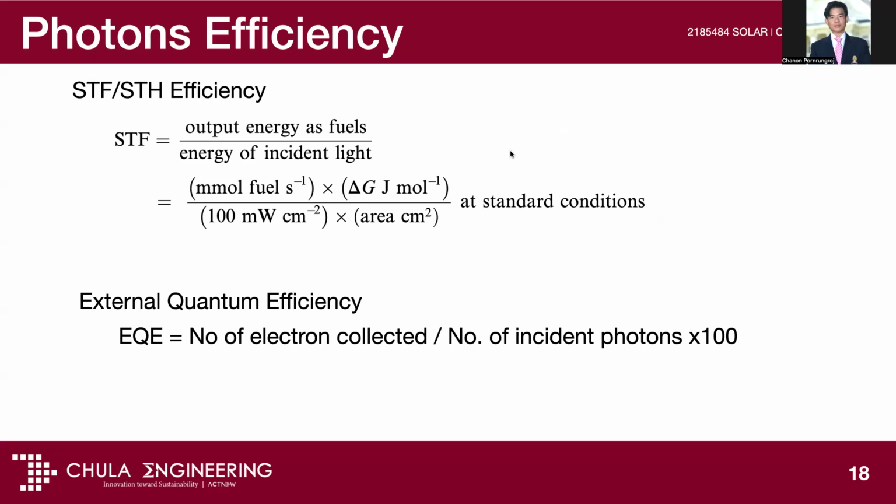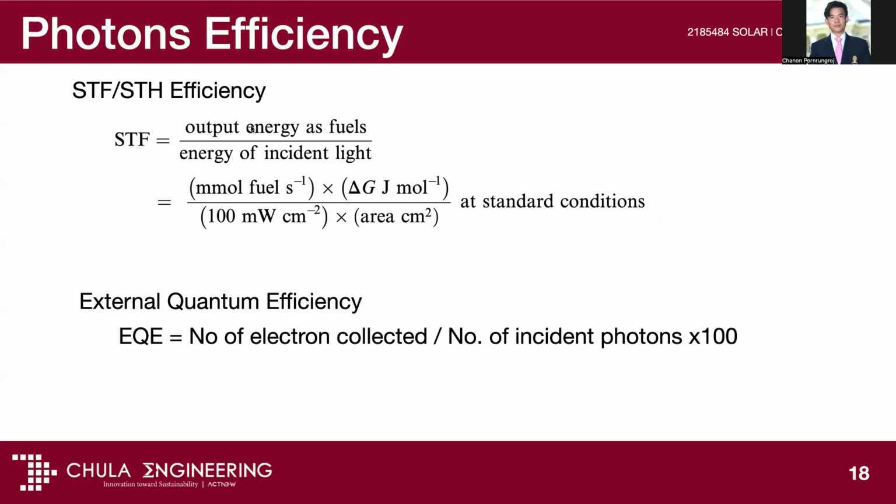So this is a basic formula of solar to fuels. Solar to fuels is basically you take the chemical energy output of the product you created, and then you divide it by the total amount of light you shine onto the material. So this is the way to calculate it, right?